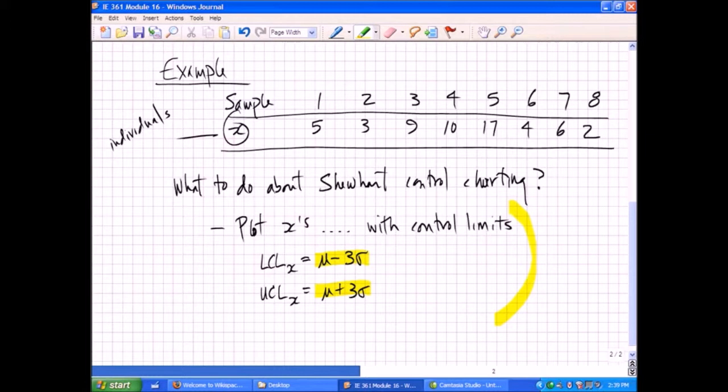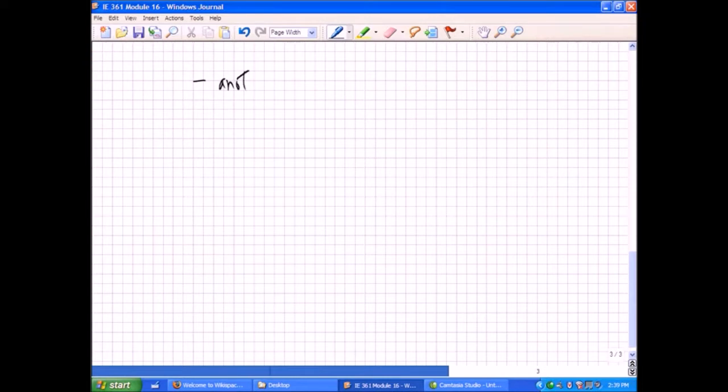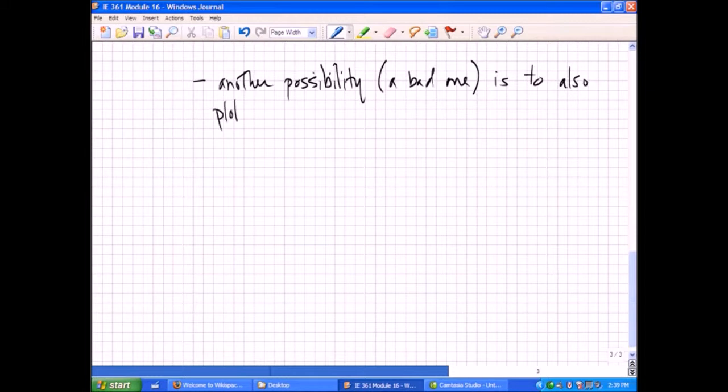Having said that, another possibility, generally a bad one, is to also plot moving ranges. Okay, what do I mean by a moving range? Well, by the ith moving range, what I mean is take the ith observation, subtract the previous one, and take an absolute value.